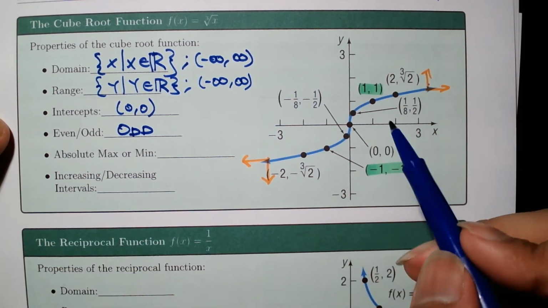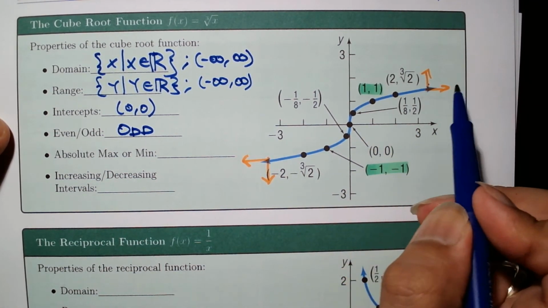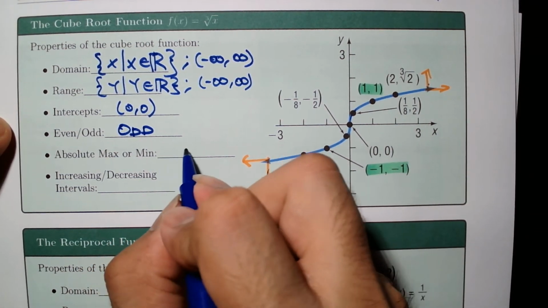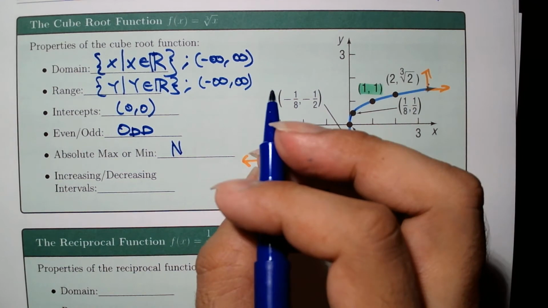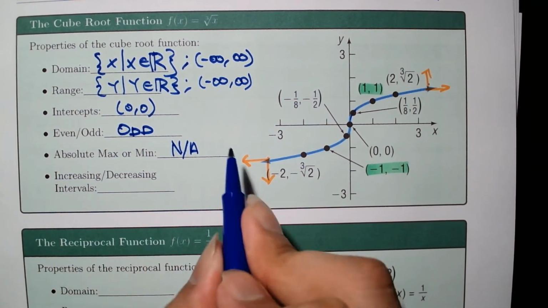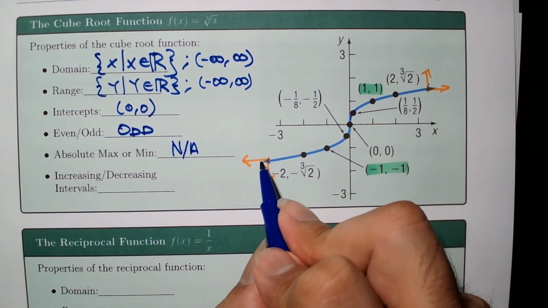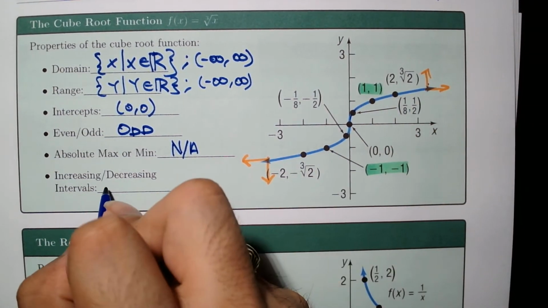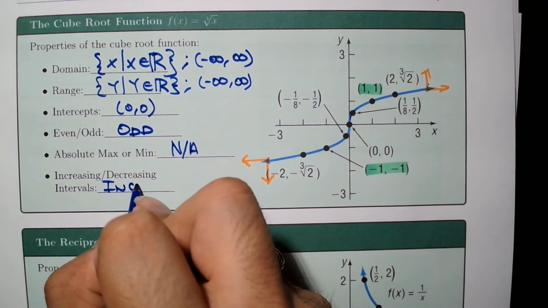Absolute max, absolute min. Well, again, the graph is always increasing, so in this case we don't have any of this. Okay, increasing, decreasing. Well, we already said it's increasing all the time. It's increasing.